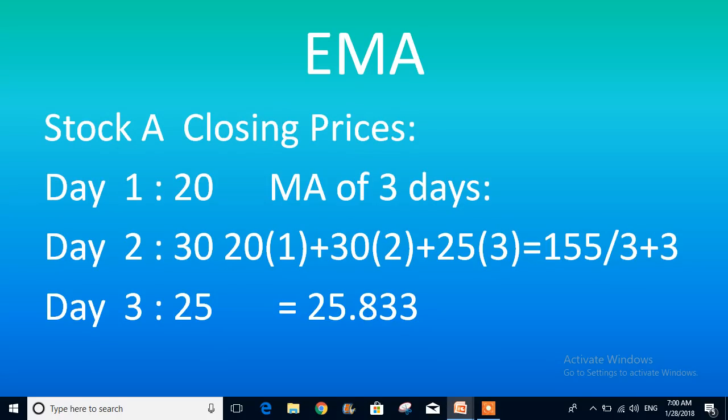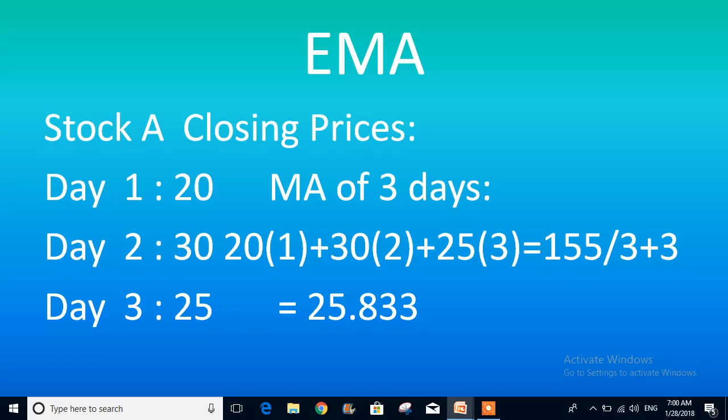I am telling you again, in the exponential moving averages, we will give more weight to the recent prices. How will we give more weight to the recent prices? Let's take the previous example. Let's take stock A. The closing price on day 1 is 20 rupees, day 2 is 30 rupees, and day 3 is 25 rupees, right? So how do we calculate the exponential moving average of a 3-day period for the same stock? 20 rupees we multiply by 1, 30 we multiply by 2, and on day 3 we multiply 25 by 3.